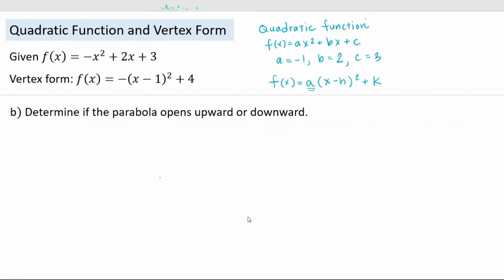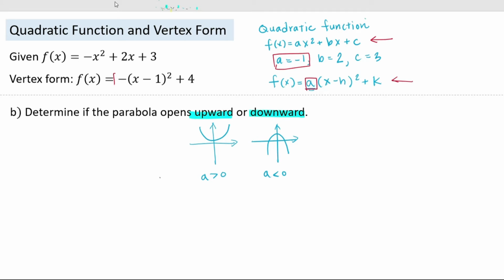Let's determine if the parabola opens upward or downward. It opens upward if a is greater than 0. It opens downward if a is less than 0. So from the original function, a is equal to negative 1. From vertex form, a is also equal to negative 1. Because a is less than 0, the parabola opens downward.